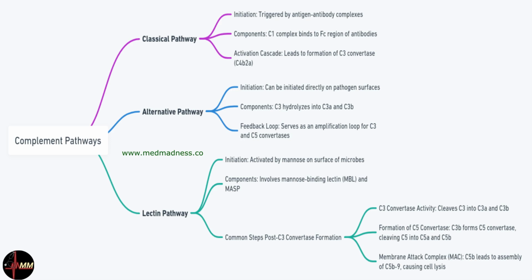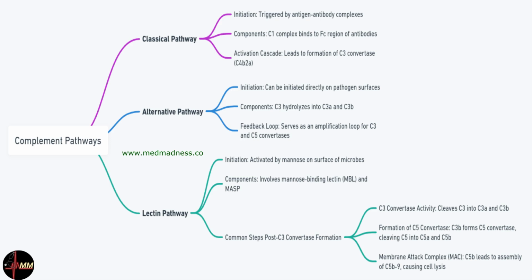The complement system is an essential part of the immune system, composed of a series of small proteins that enhance the ability of antibodies and phagocytic cells to clear microbes and damaged cells from an organism. There are three main pathways through which the complement system can be activated: the classical pathway, the alternative pathway, and the lectin pathway.